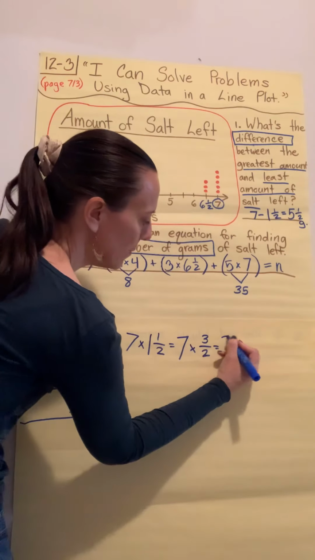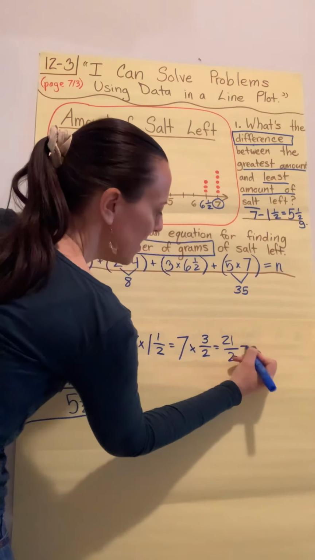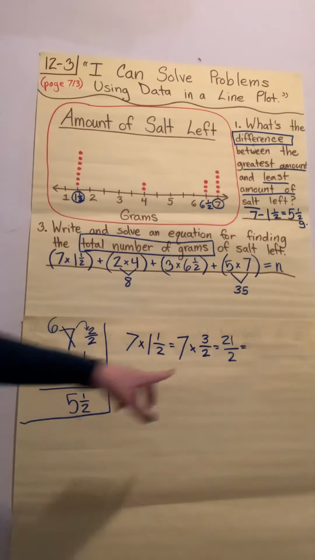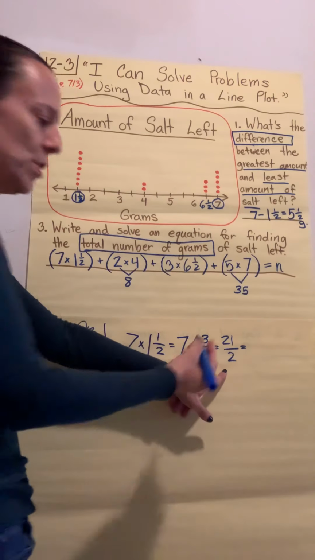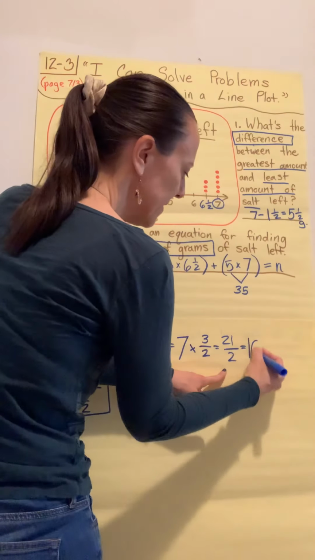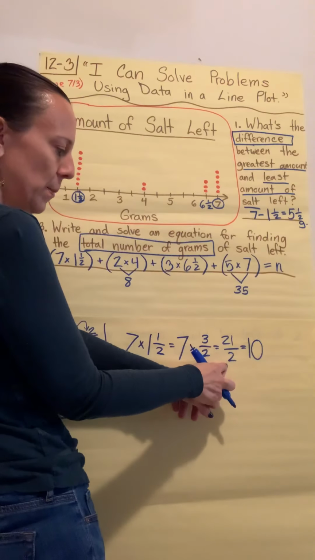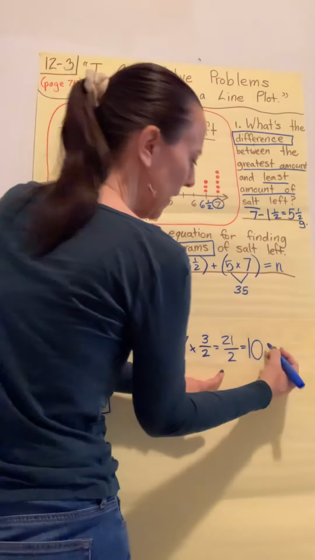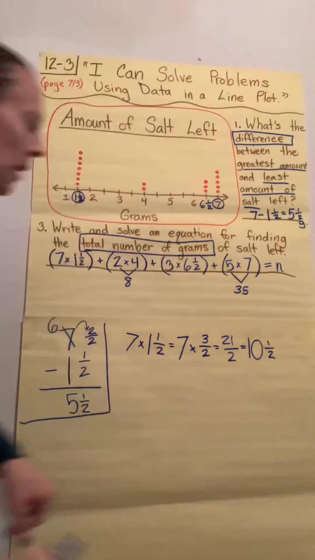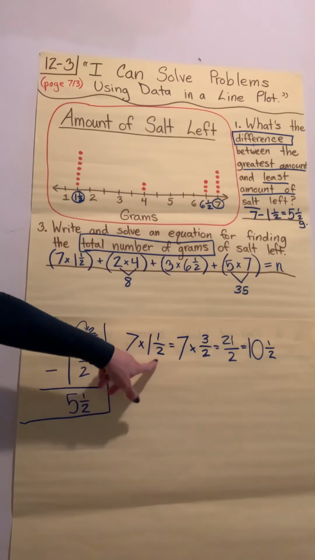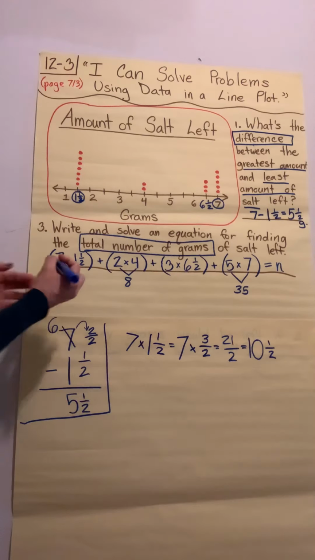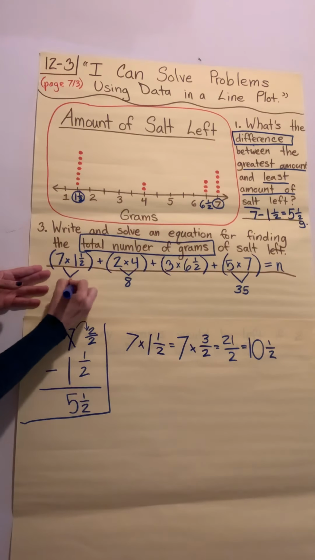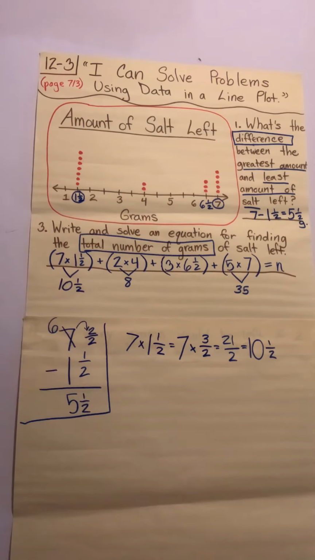I do the 7 times 3 is 21 halves, and then I can turn it into a mixed number. So 21 divided by 2, that means I can make 10 wholes out of this, because 2 goes into 21 10 times. That gives me 20, and I have 1/2 left over. So now I know that 7 times 1 1/2 is 10 1/2.